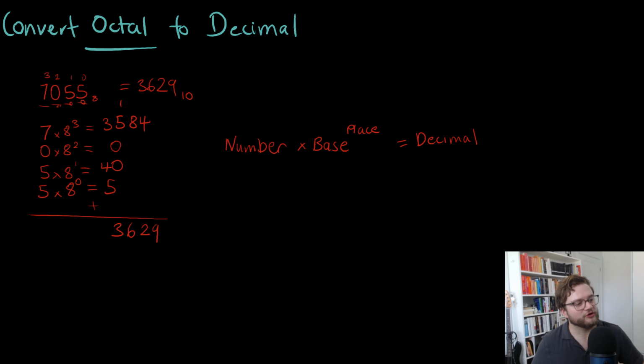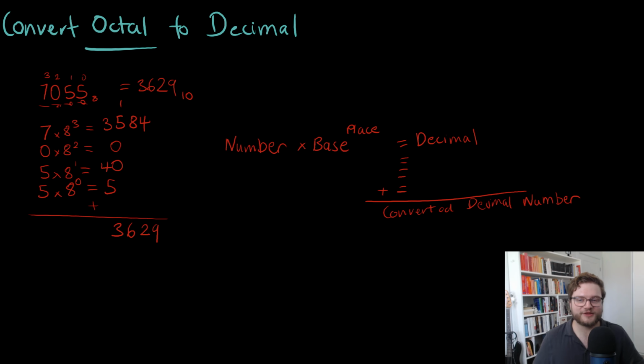And then you get more of these, and that gives you the decimal numbers for each place, and you simply add them together, and that gives you your converted decimal number. Apologies for my bad handwriting. So that's how it works. So you can actually use this for other number systems. So you can use it for times 16 if you're converting a hexadecimal number into decimal.